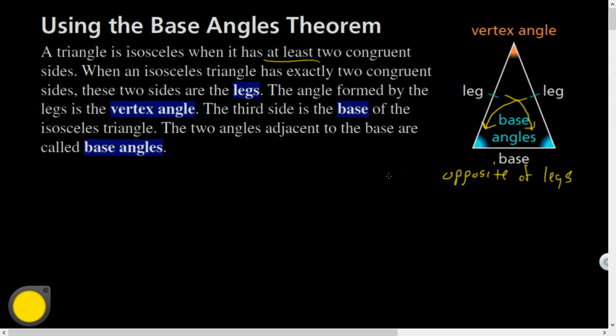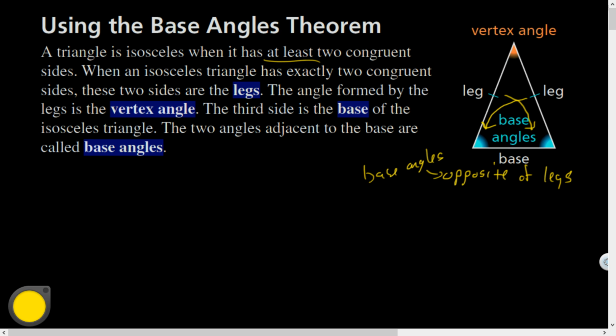Opposite of the legs, those base angles. Does that make sense? When I say opposite of the legs, you know what I'm talking about? That means they are the non-included angles of those legs. Those be the base angles.